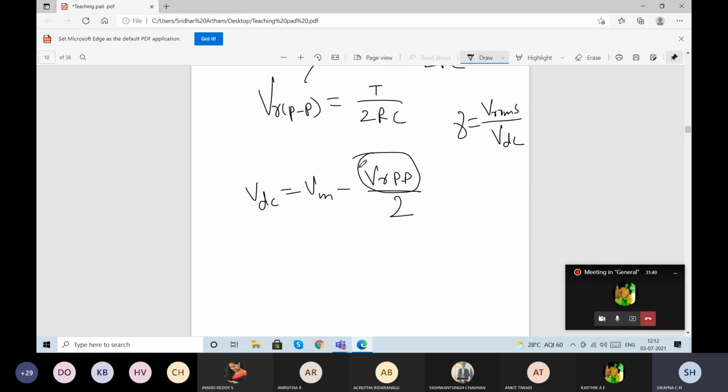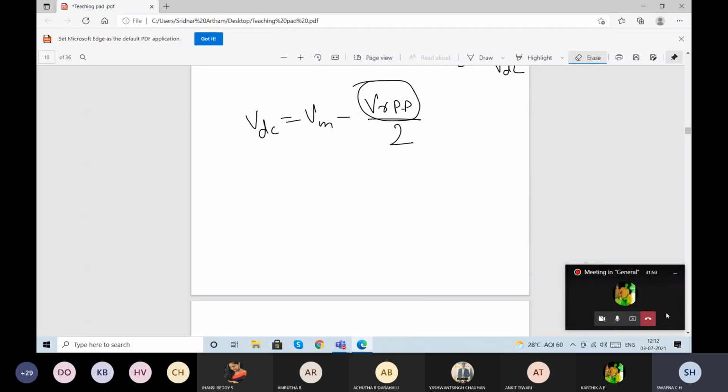Anyway, VR peak to peak value will be very less when compared to Vm, so you can neglect it. Generally, Vm will be in volts and VR peak to peak will be in millivolts. So you can neglect this VR peak to peak, and you will have VDC is equal to Vm. Okay, VDC is equal to Vm.